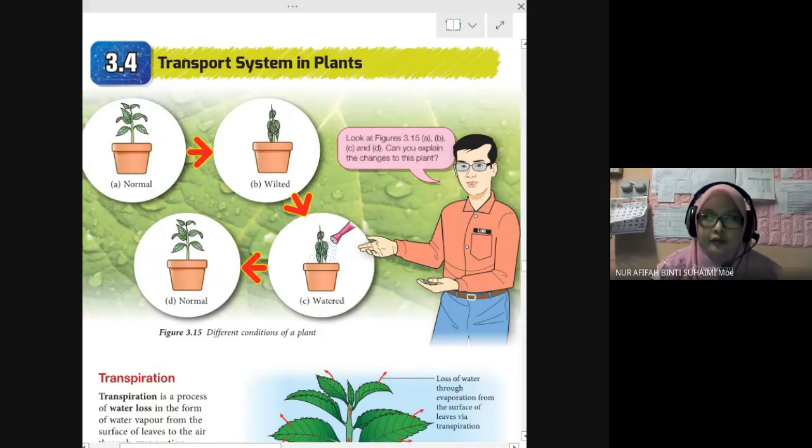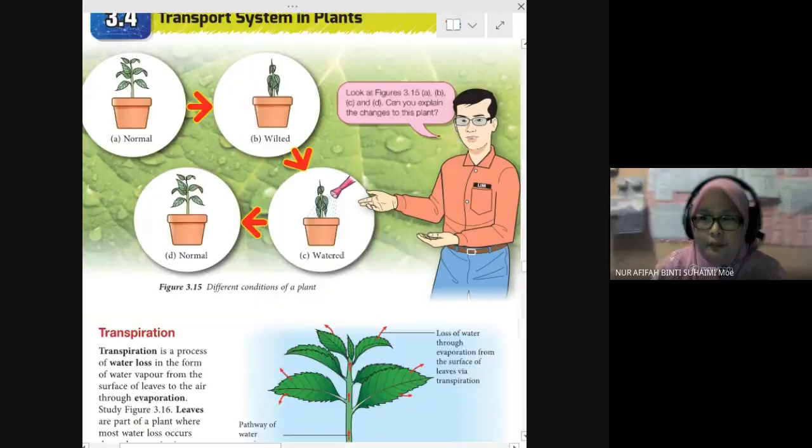Right, 3.4, chapter 3 about transportation. The first one is for human: transport, blood circulatory system, transport of oxygen in the red blood cell, until 3.3. Okay, 3.4, transport system in plants.